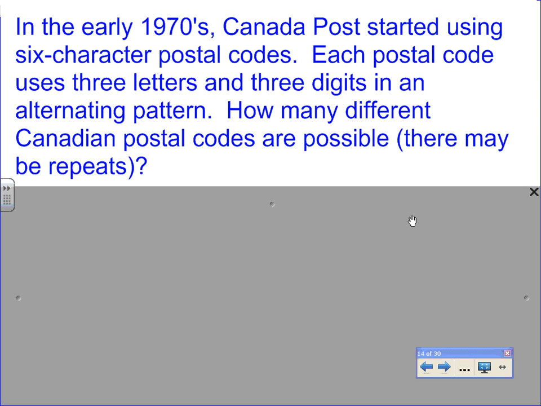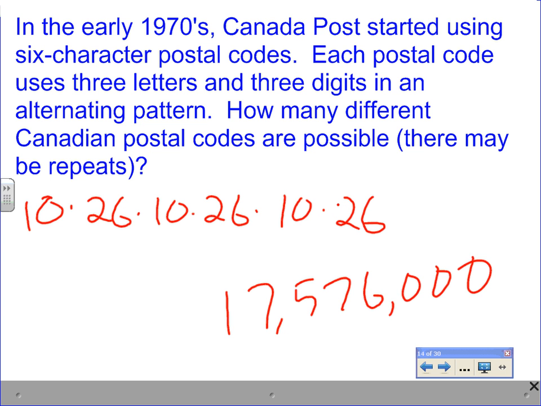Okay, on this one, we have 17,576,000. It was 10 times 26, etc., all the way down. Drew? You just type in 10 times 26 times 10 times 26. A quicker way? No. You just have to type them all in. Yeah, you can do exponents. Yeah, you can definitely do 26 to the third times 10 to the third. It depends. To me, it's faster just to type it in like that, but whatever's faster for you, it does not matter. Much better. Good.